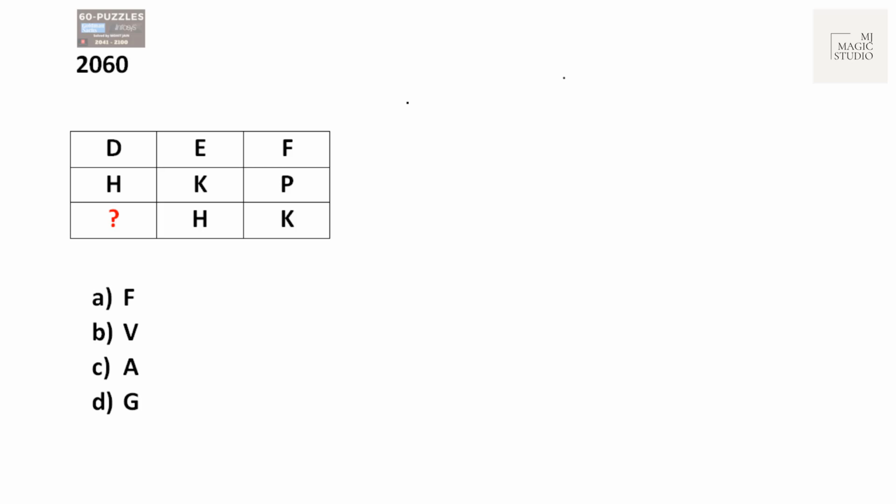Okay, alphabets. Favorite of Infosys. They love giving alphabets, and we love doing alphabets. Just convert it into numbers. D is 4, E is 5, F is 6. Then H 8, K 11, P 16. This one is missing. H is 8 and K is 11.